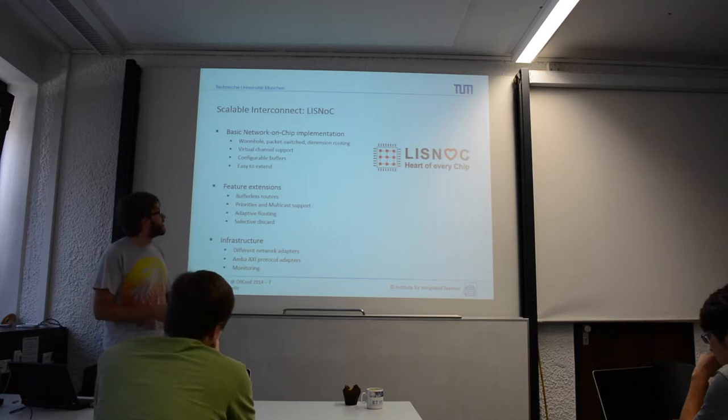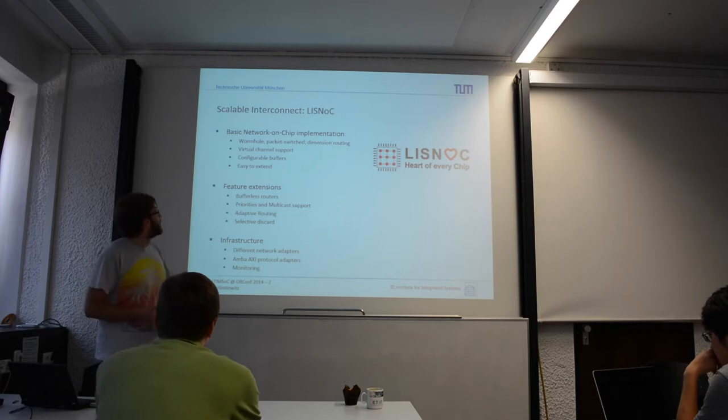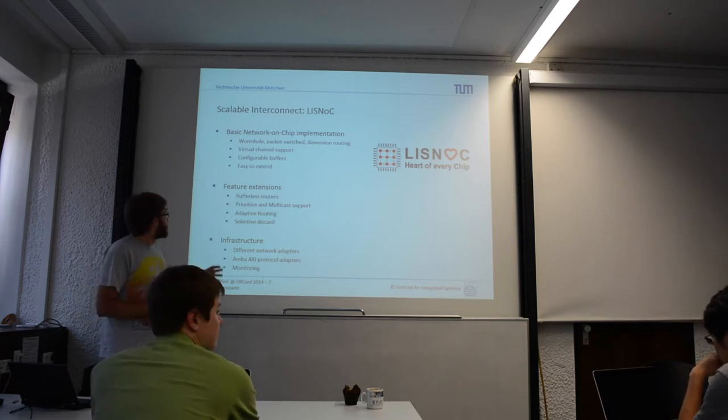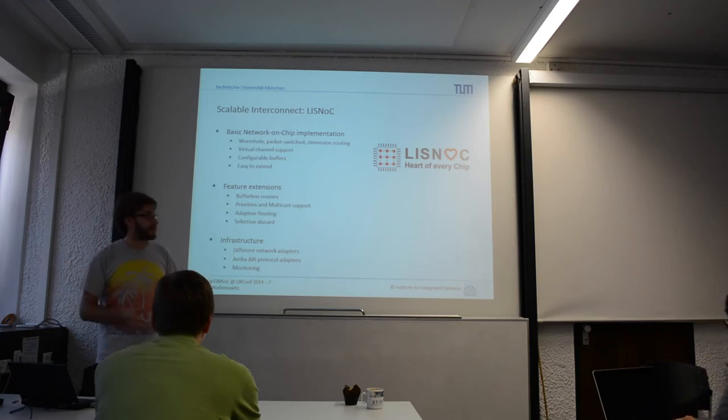And this is basically the network on chip, which was the first thing, and this is really very basic. It's a wormhole, packet switch, dimension-ordered routing implementation, how you would straightforwardly do it. Very clear, very simple to understand. Virtual channel support, which you of course need, and configurable buffers. Pretty easy. We have some feature extensions that get more critical if you look at the code complexity, like bufferless routers. It's more on the interface, less in the network, because the routers get quite simple but the network adapters get more complicated.